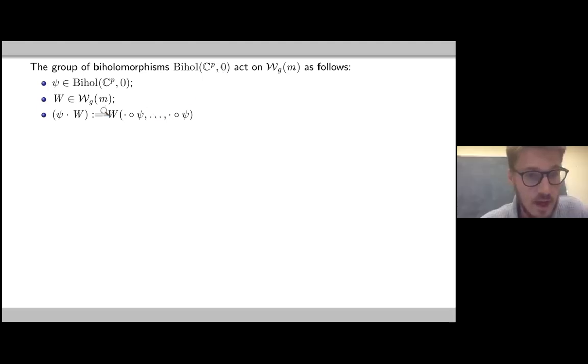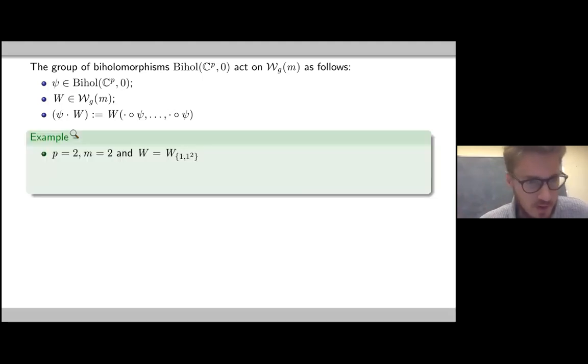And so, as I said here, you will develop it by multilinearity, and you will find a new linear combination of pure generalized Wronskians whose coefficients are going to depend on the partial derivatives of the coordinates of this biholomorphism. I will just give an example. It will be maybe more clear because it's quite abstract right now.